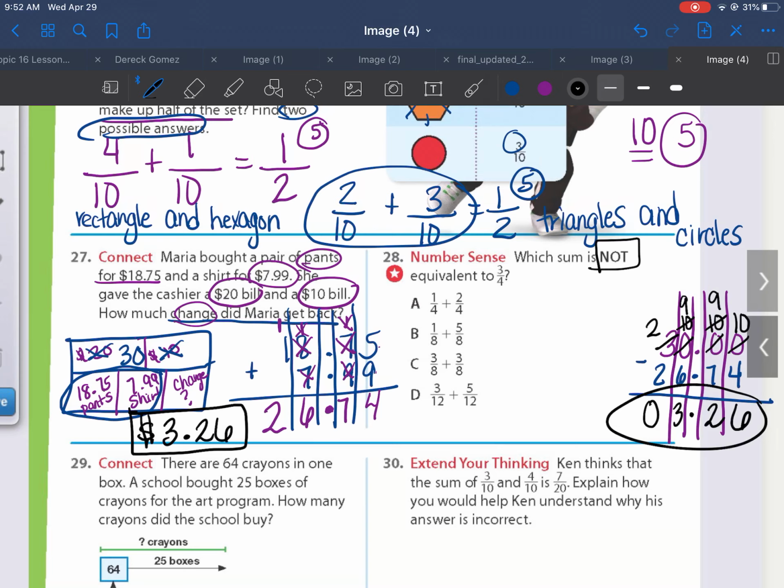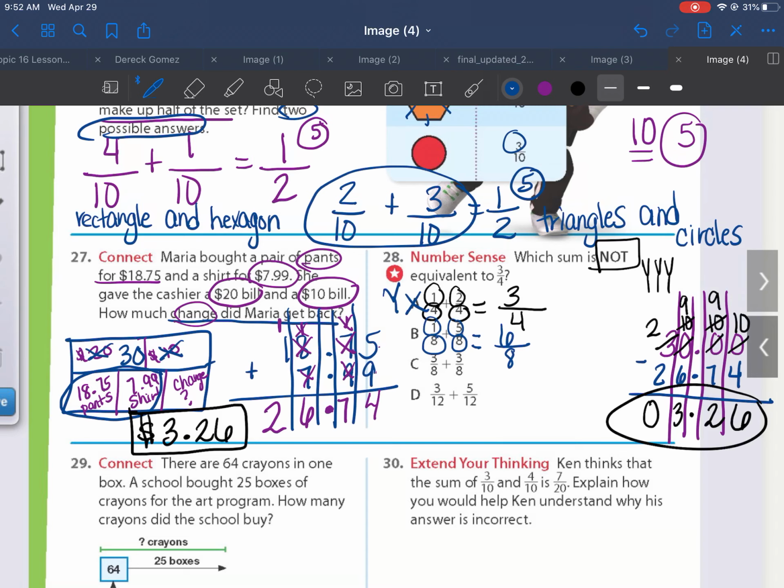Number 28. Which sum is not equivalent to 3/4? That means we're going to have 3 answers that will be yeses, but I'm looking for the one that is not. So I'm going to start with the first one. 1/4 plus 2/4, we don't add the denominators. Remember, the denominator stays the same. 1 plus 2 is 3. Is that 3/4? This is a yes. I was looking for a no.